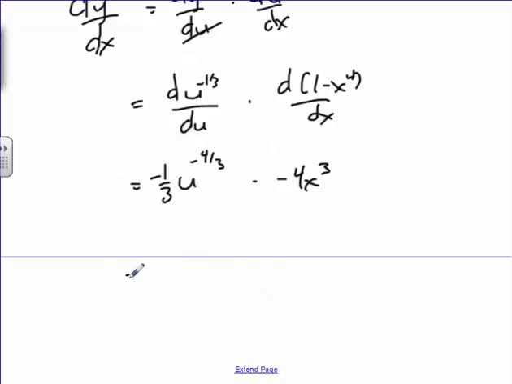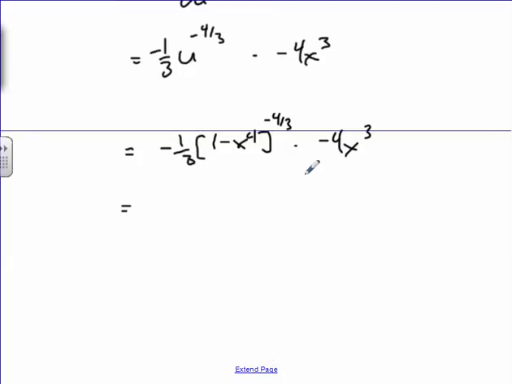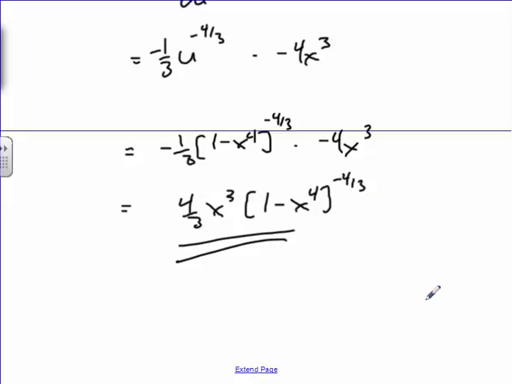To try to finish this off, I'm going to do a couple of things at once. In this sort of way of doing it, I could do negative 1 over 3, then u, I should replace it with 1 minus x to the 4, make that go to the minus 4 over 3. And then last step here, let's clean it up a bit. You have two negatives so they can cancel. Why don't I bring the 4 and the 3 to the front, and let's put our monomial at the beginning, and then let's put our binomial with the negative exponent after it, and there's our derivative.